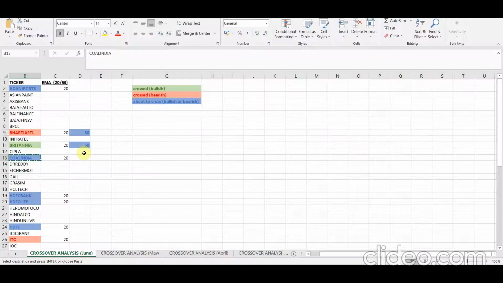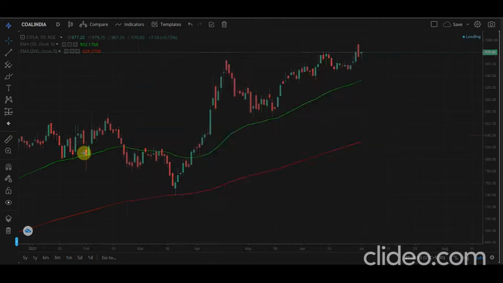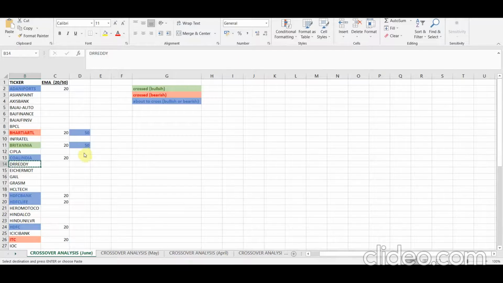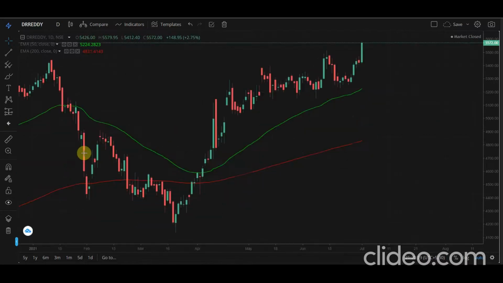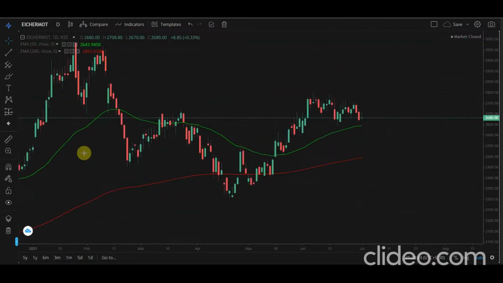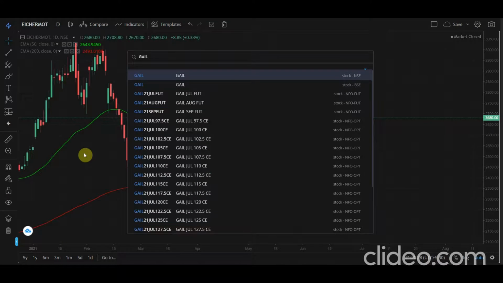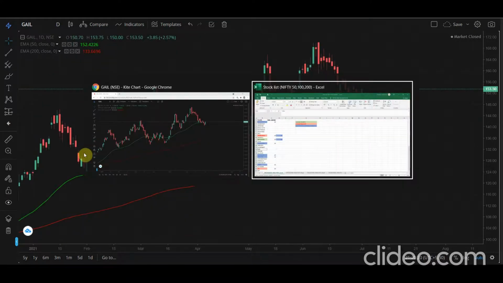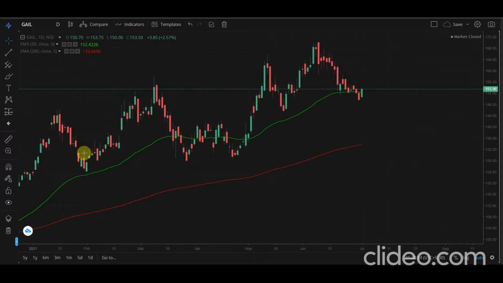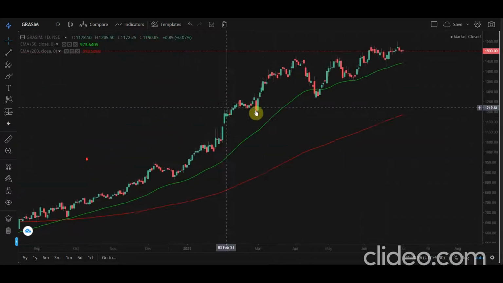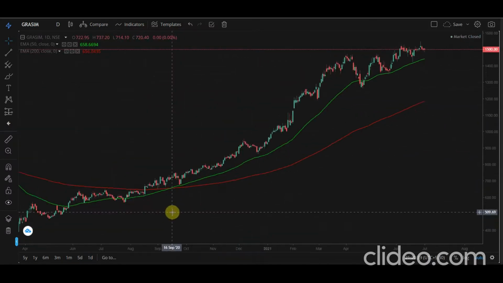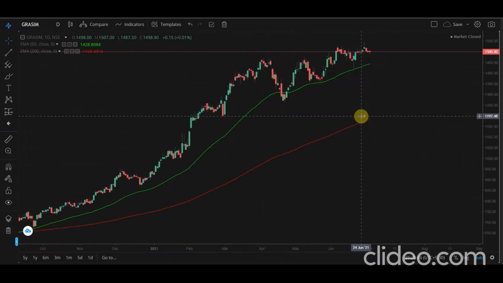Very huge gap. Coal India, very huge gap. Dr. Reddy will also have a huge gap, I guess. Yeah. Eicher Motors, again a huge gap. GAIL, yeah, it's a huge gap. Grasim, let's see. Yeah, Grasim has been moving quite magnificently from last year, 2020. It's moving quite a way.